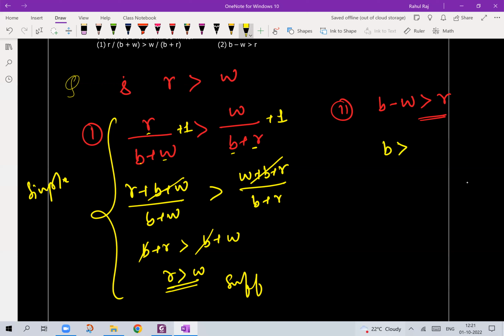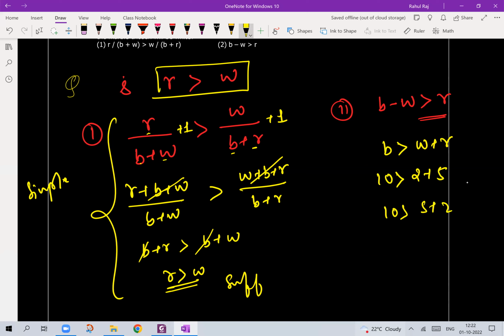Option number 2 says to me that B is greater than W plus R. And what is my question? Is R greater than W? It is impossible to find the relation between W and R. Imagine 10 is greater than 2 plus 5. Imagine 10 is greater than 5 plus 2. So 10 is greater than 2 plus 5 and 10 is greater than 5 plus 2.